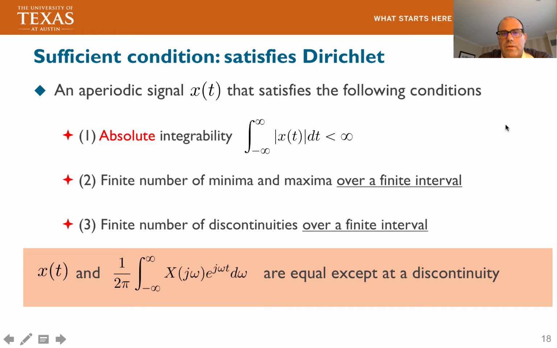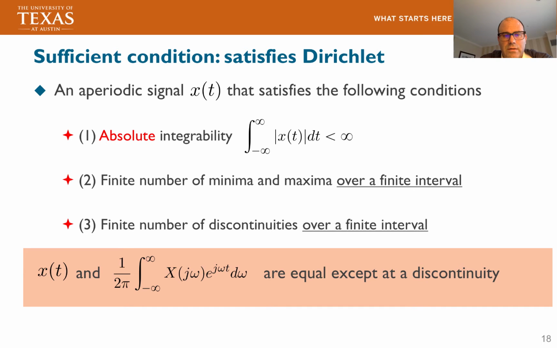Now, that's what's called the sufficient condition for the Fourier transform to exist. Another condition is the Dirichlet conditions. And this says that if the signal is absolutely integrable, so notice we don't have the square here, if we can integrate it from minus infinity to infinity of the magnitude of x of t dt, and it's finite, and it has a finite number of minima and maxima over a finite interval, and a finite number of discontinuities over a finite interval, then x of t and the inverse Fourier transform, 1 over 2 pi integral of x of j omega e to the j omega t, are equal except at any point of discontinuity.